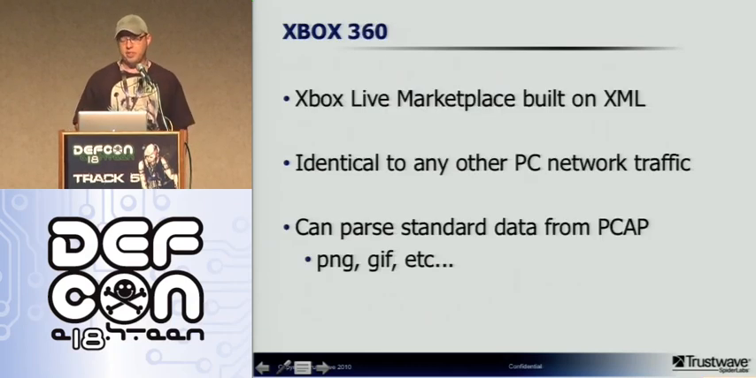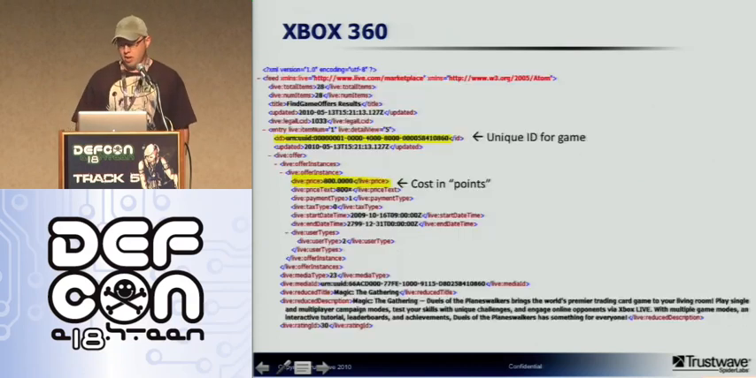So first, the 360. Xbox Live Marketplace is really built on XML, no surprise there. Again, it's identical to other PC traffic that you might see, and you can parse the data from the PCAP. You can use something like Foremost or NetworkMiner and really just pull out images, files, whatever's getting browsed through. And here's a sample of an XML page that you'd see if you were to do some PCAP analysis.